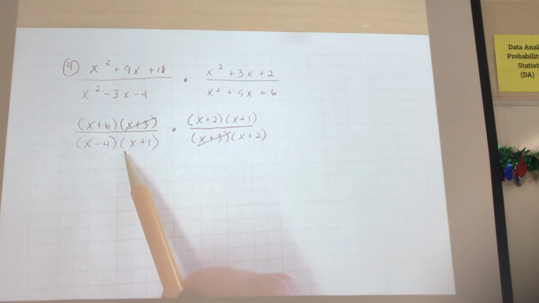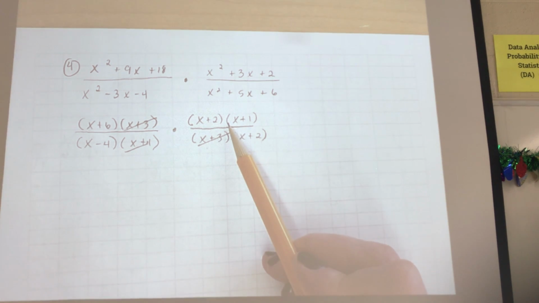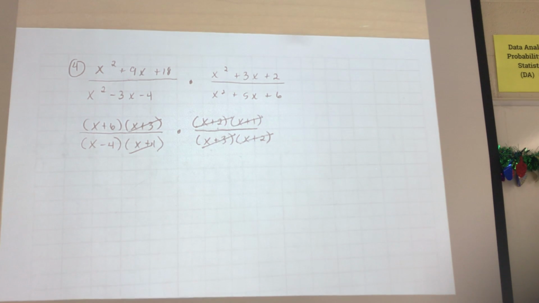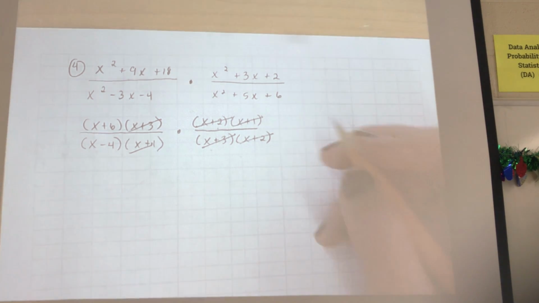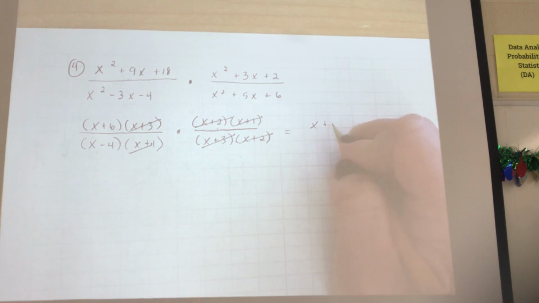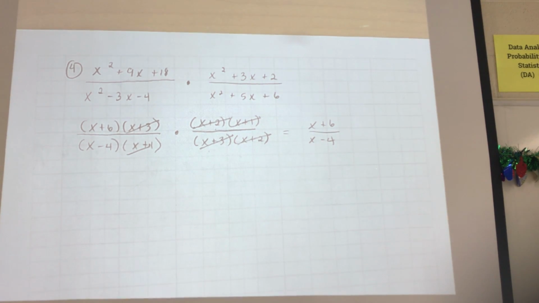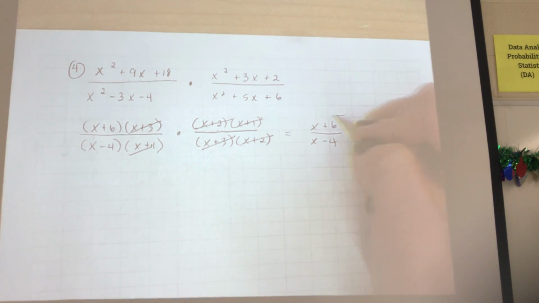There is an x plus 1 in the denominator of the first and an x plus 1 in the numerator of the second. Those can cancel. There's an x plus 2 in the numerator and an x plus 2 in the denominator. Those can cancel. All that I have remaining is x plus 6 over x minus 4. That's it. This guy has been simplified.